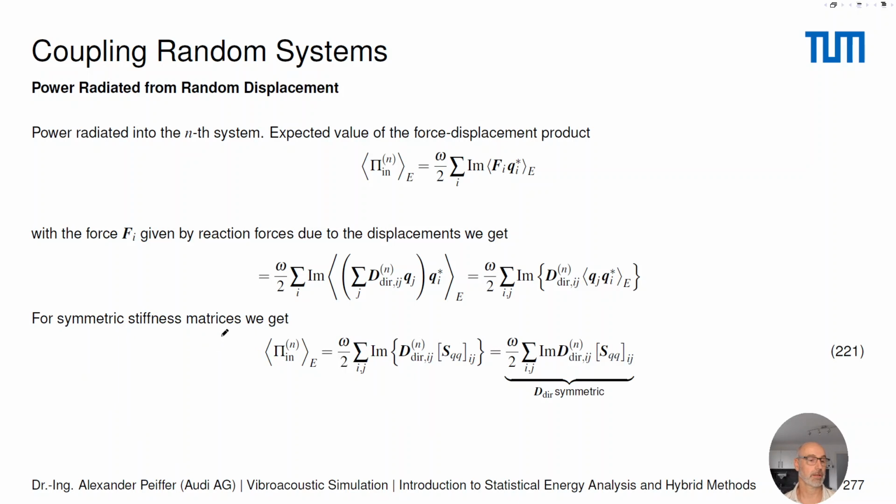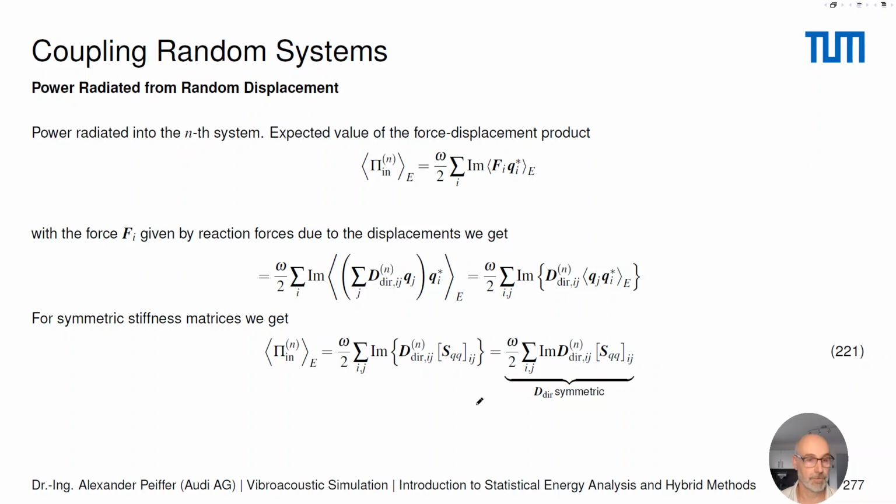From this, we can then calculate the input power in the ensemble average. And this is the imaginary part of this whole expression, just summing up over I and J. When we keep in mind that this is a Hermitian matrix, and then we assume that this is a symmetric matrix, the stiffness matrix can also be factored out. So we have the remaining quantity that is describing the radiated power.